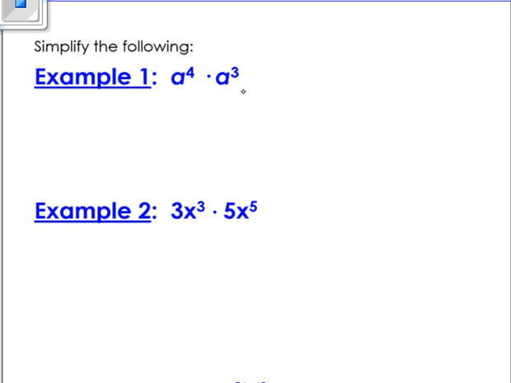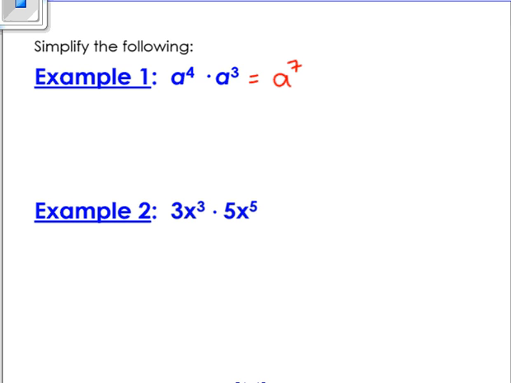So let's talk about it. The base of this is a, because a is being taken to the fourth power, and the base of this one is a as well. So since they have the same base, the base stays the same, and I add the exponents. So I get a to the 7th, because 4 plus 3 is 7.